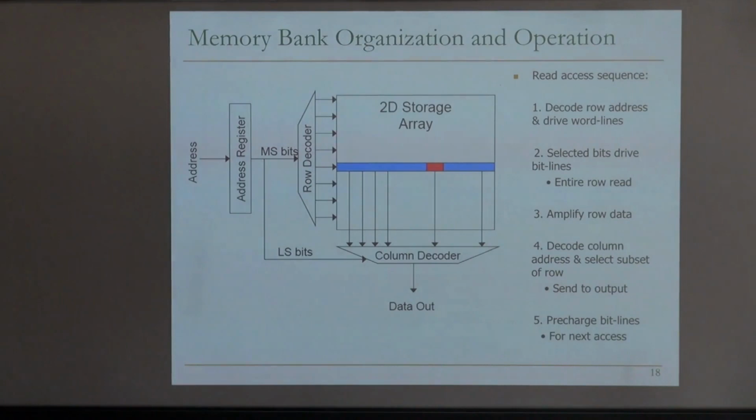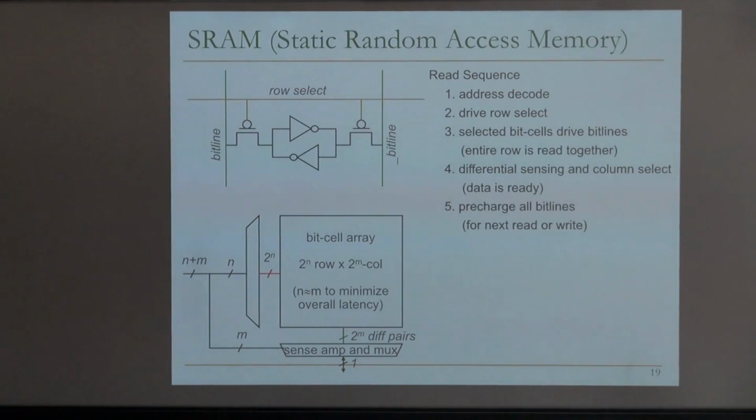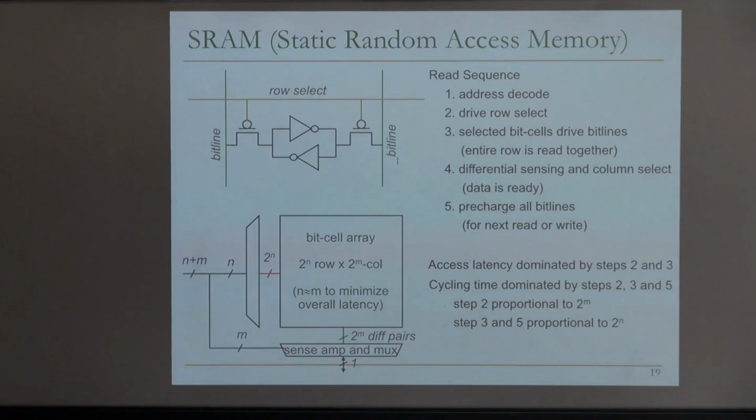So SRAM looks like this. Basically, you have an address that gets divided into row address and column address, and a very similar access sequence. Access latency is usually dominated by row selection and the bit line driving. And cycle time is dominated by precharge. Cycle time means when you start an access, when can you start the next access? That's called cycle time. In DRAM, it's called row cycle time, tRC, for example.